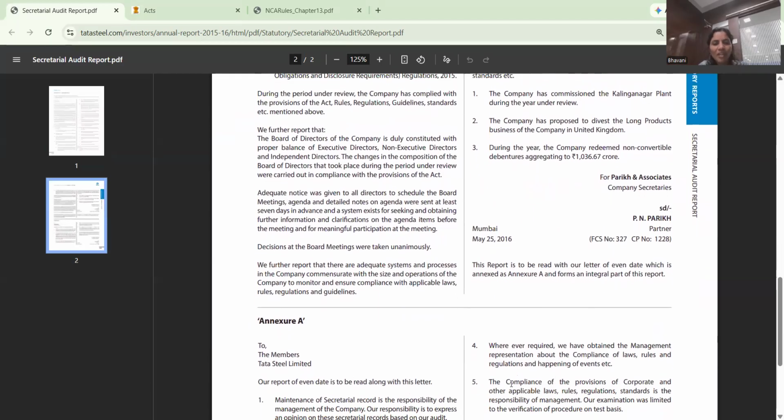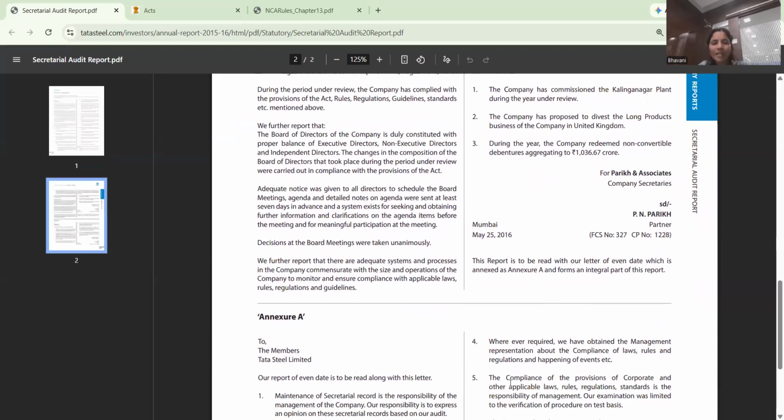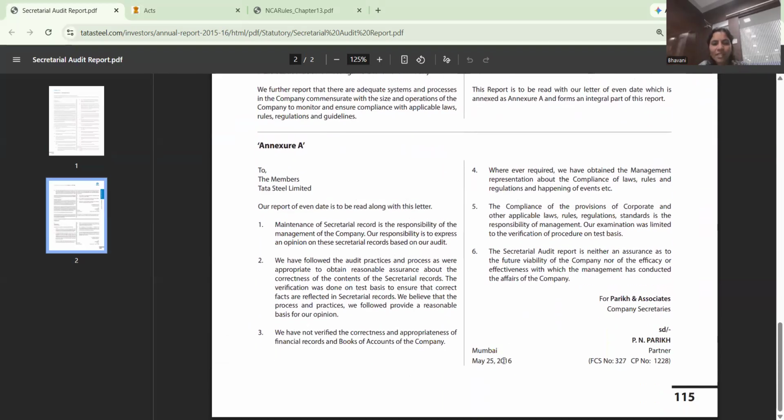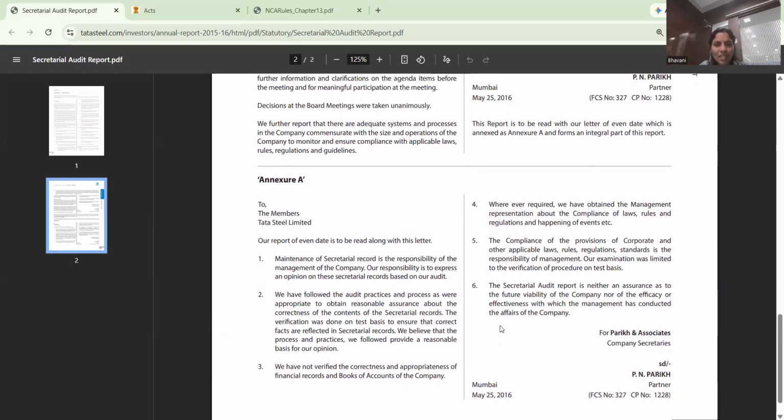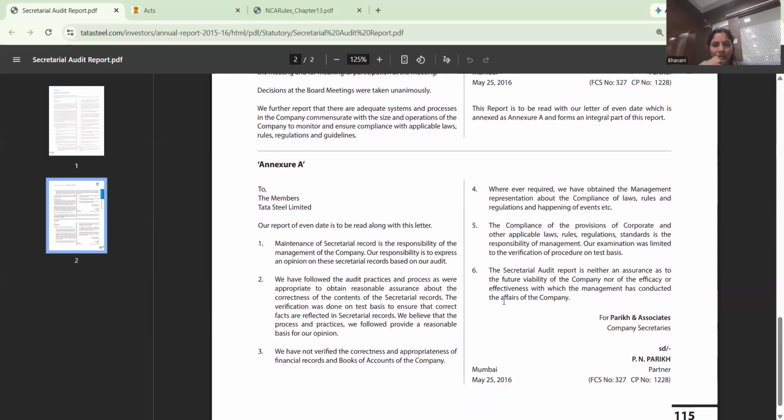Okay, come to the management representation letter. Venkataramana was saying at some point, right? We will just see the management representation. Yes, if you see, this is a management representation. Our report is based on this, and they have given that as an annexure. You can see the second point.